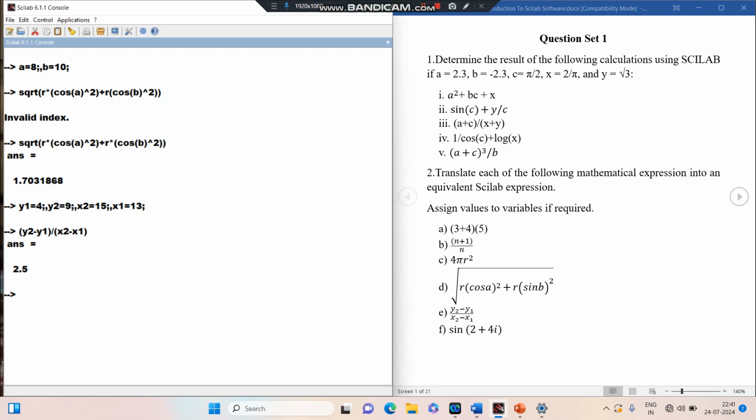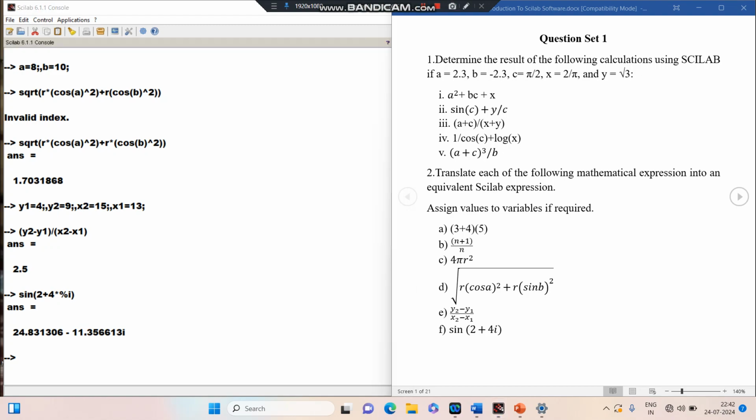Now the next is sin of the bracket 2 plus 4i, that means sin of 2 plus 4i, which is a complex number, i is the imaginary number. For the i, we are going to use %i. So we get the answer as this, again a complex number.